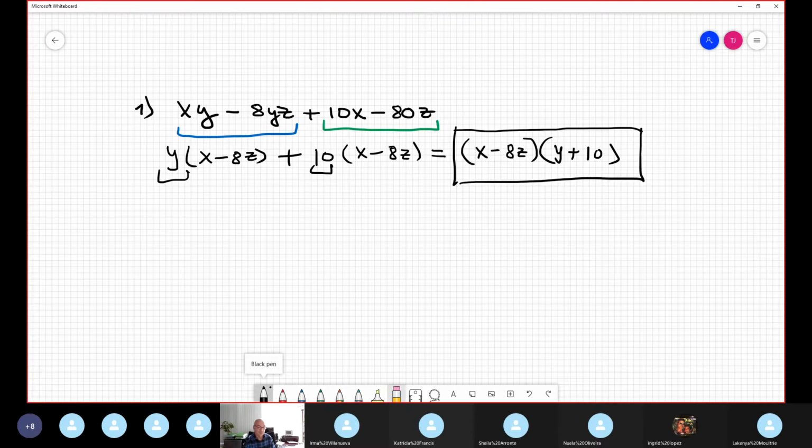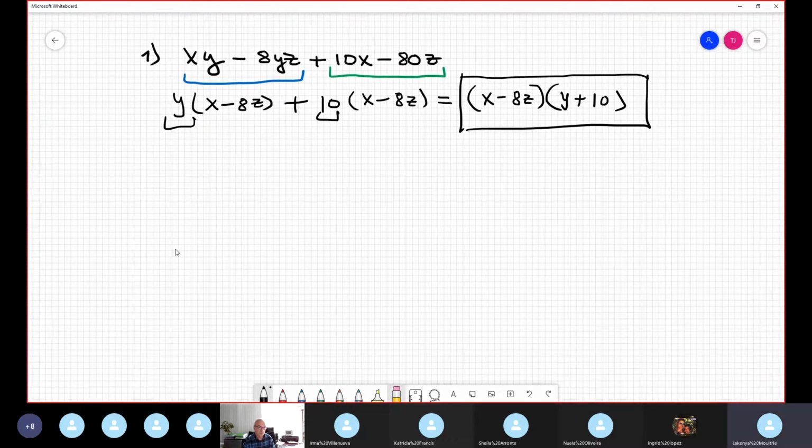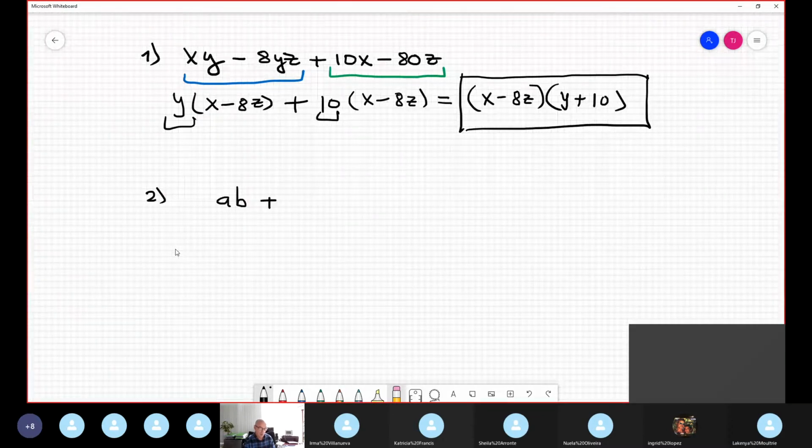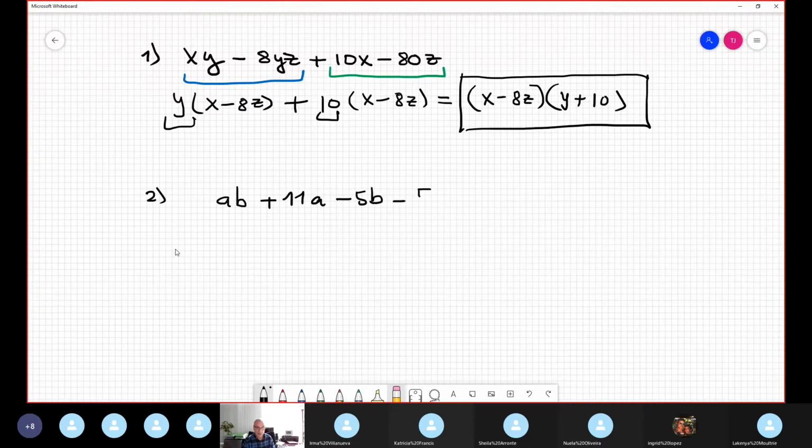Any question? No? That one was easy. Absolutely. Next: ab plus 11a minus 5b minus 55. Again, I realize it's grouping. The clue is that it has 4 terms. If it's 3 terms, trinomial. If it's 2 terms, binomial. 4 terms, polynomial, grouping. GCF in the first couple and GCF in the second.